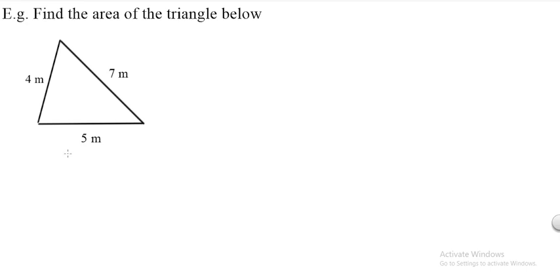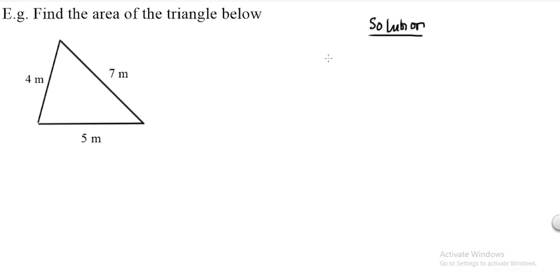In this video, we're going to talk about how to use Heron's formula to find the area of a triangle. We already have a triangle on the screen, so let's jump into solving it. I'll write out the solution here. Now, before we even solve anything, I would like you to know Heron's formula.